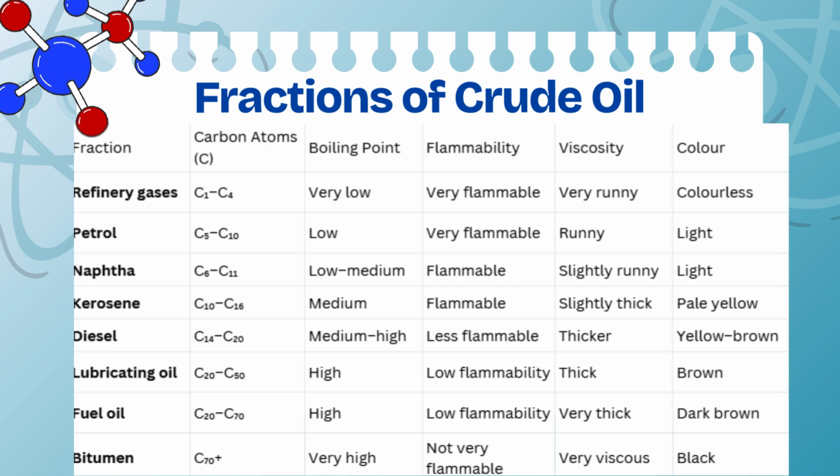At the top of the column, we have refinery gases and petrol. These have very short chains, low boiling points, and are very flammable. As we move down to kerosene and diesel, the molecules get longer, so boiling points increase and they become less flammable and more viscous. At the bottom, fractions like fuel oil and bitumen have very long chains, very high boiling points, and are thick, dark, and not very flammable. All of these trends are linked to increasing chain length and intermolecular forces.